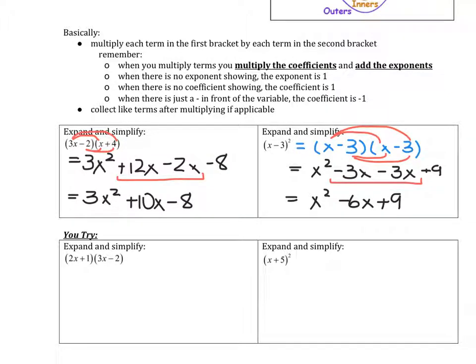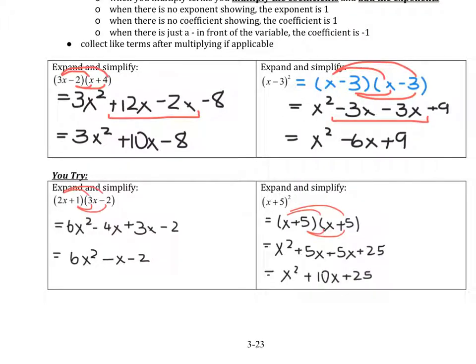Okay, I want you to pause the video right now and try the next 2 examples on your own, and then when you are done, turn the video back on and you can take it up. Okay, so hopefully this is what you got. For the first one, you should have had 6x squared minus x minus 2 once you simplified it. And for the next one, the (x plus 5) squared should have been rewritten as (x plus 5) times (x plus 5), so that you get a final answer of x squared plus 10x plus 25.